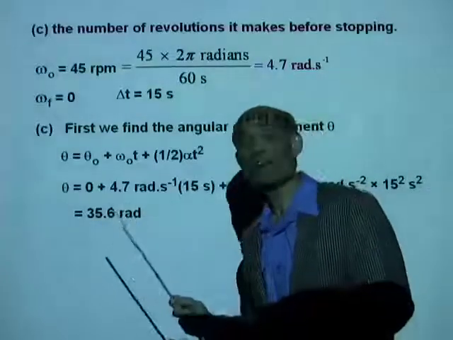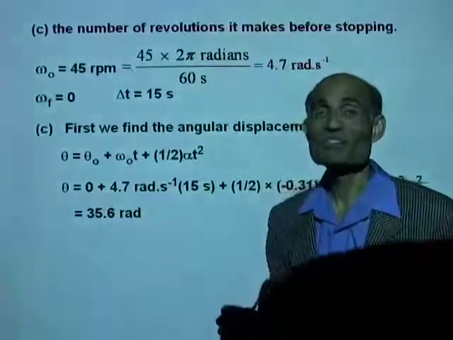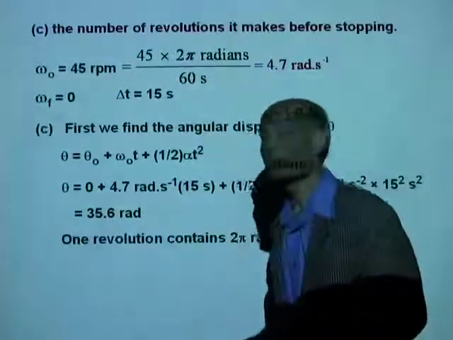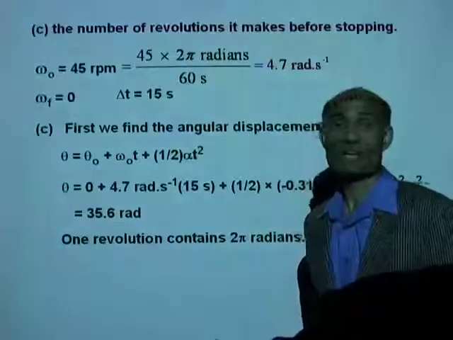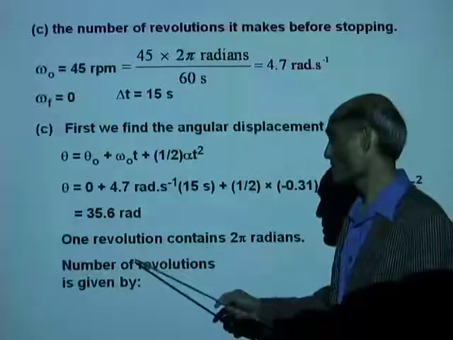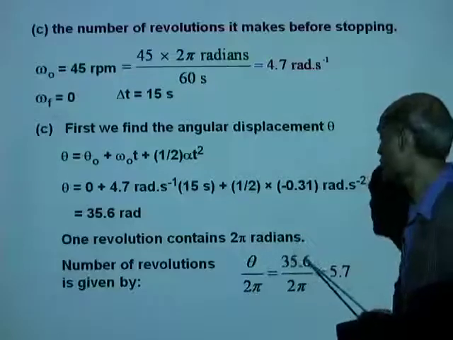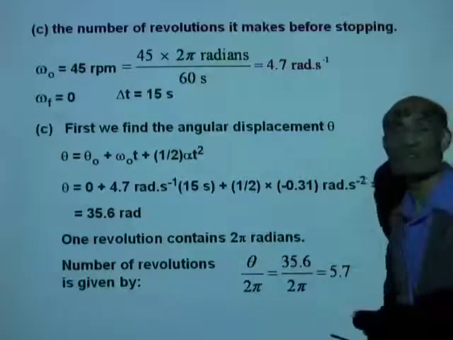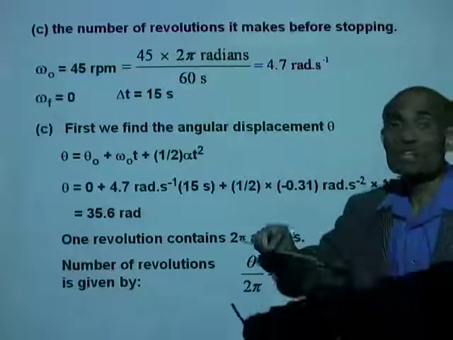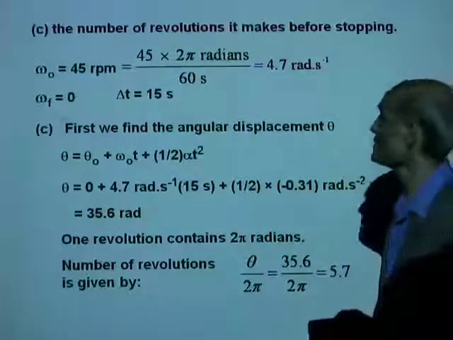Now, this 35.6 radians corresponds to how many revolutions? Each revolution is 2 pi radians. Therefore, the number of revolutions in coming to a stop will be this divided by 2 pi. So number of revolutions is theta divided by 2 pi. That is 35.6 divided by 2 pi, and that is 5.7. The disk did 5.7 revolutions in coming to a stop.